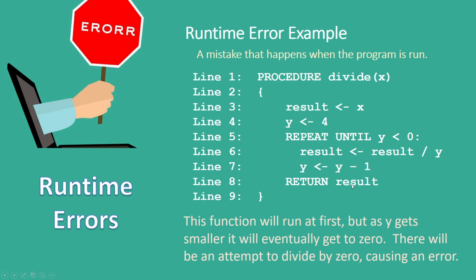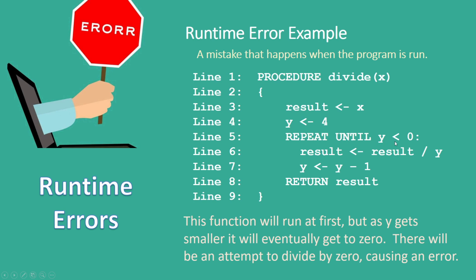Runtime error. Now, see if you can find the runtime error in this piece of code. I'll give you a few moments. So, the runtime error here, if you can't tell, is that I have a number 4. I'm saving my result here. I start with y equals 4. Repeat until y is less than 0. Result gets divided by y. And then y gets y minus 1, so reduce y by 1 each time.